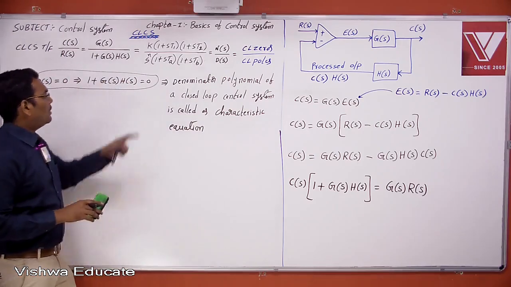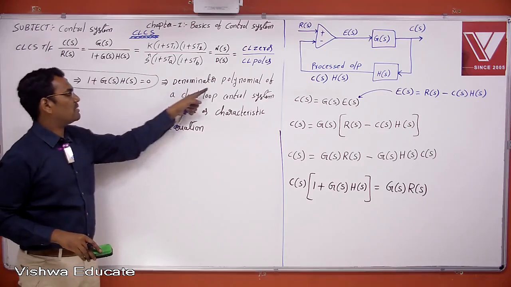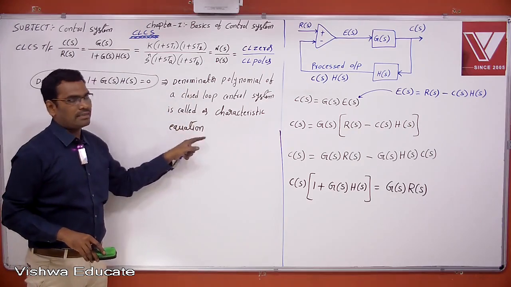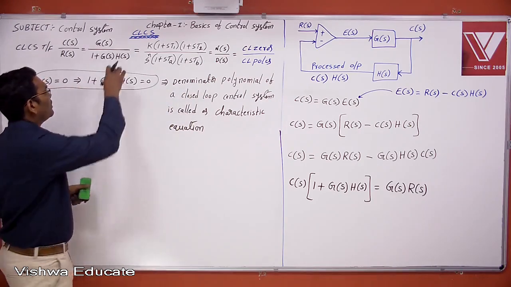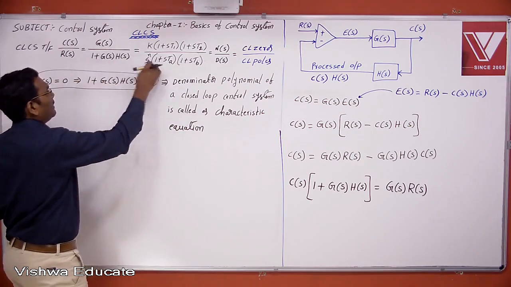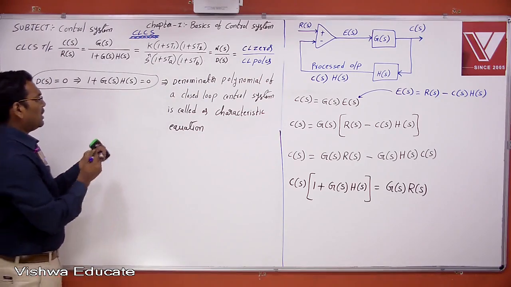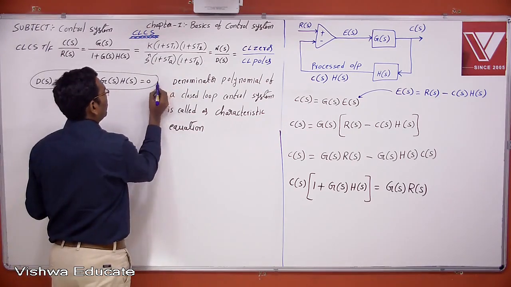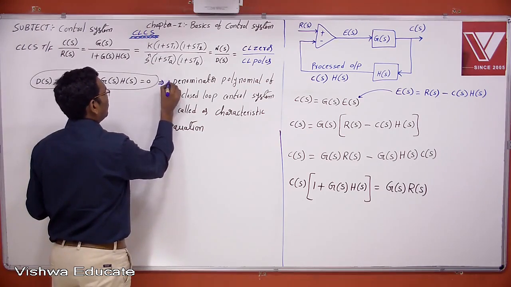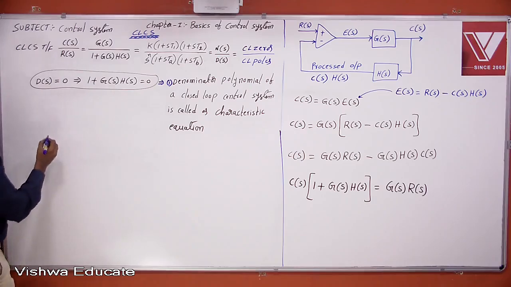Now see here, the denominator polynomial of a closed loop control system is called the characteristic equation. Therefore, this is the characteristic equation and this is the denominator polynomial of a closed loop control system. This is the first point. Then another point also we have to identify.